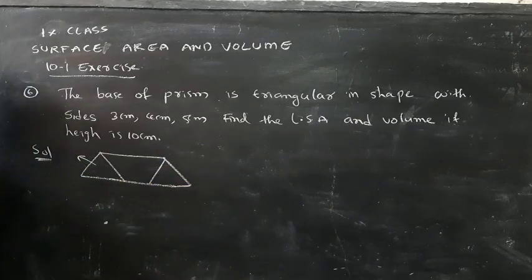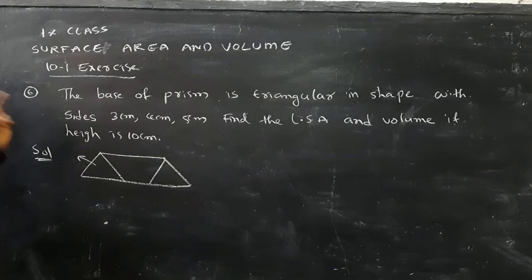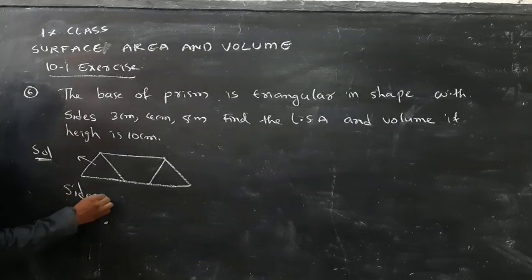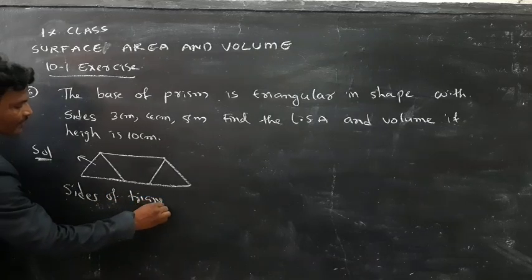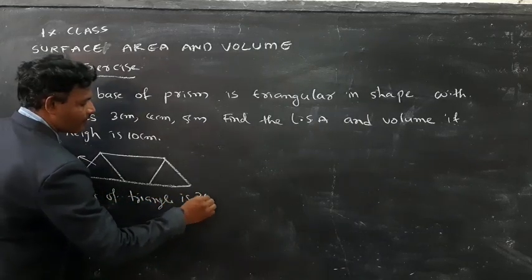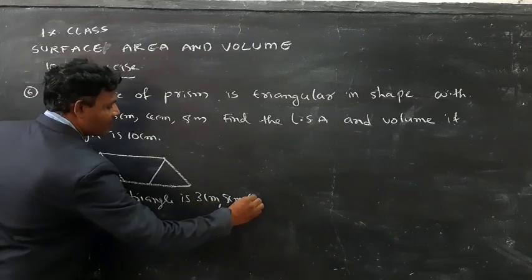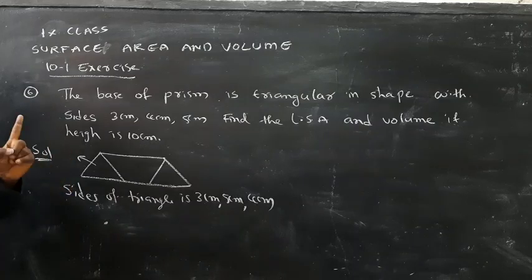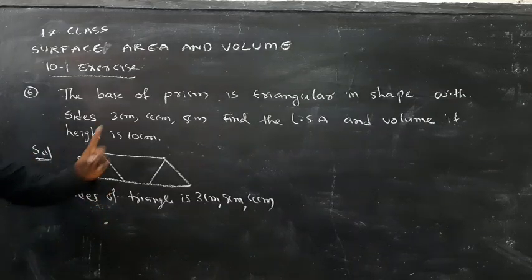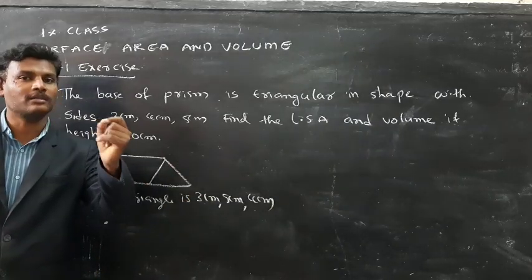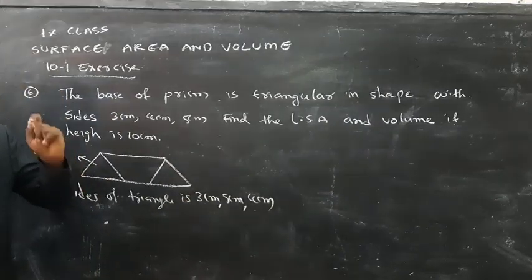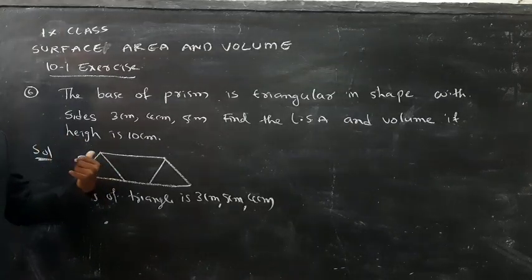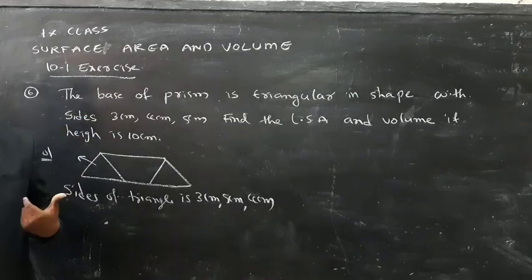Here, base is in the form of a triangle, with sides 3 centimeters, 5 centimeters and 4 centimeters. 3, 4, 5 are the Pythagorean triplets. It means the triangle is in the shape of a right angle triangle. So here that means the base of the triangular prism is a right angle triangle.